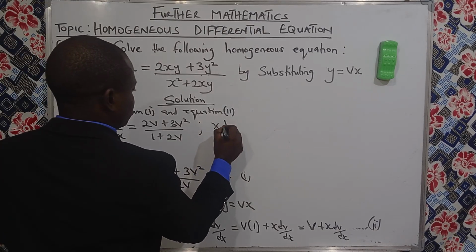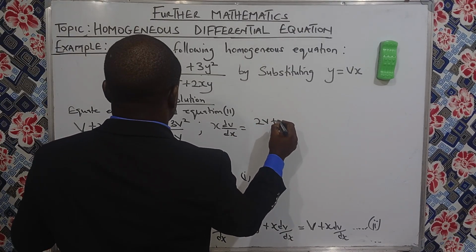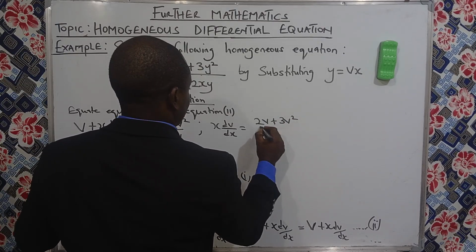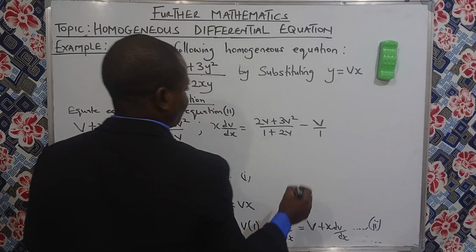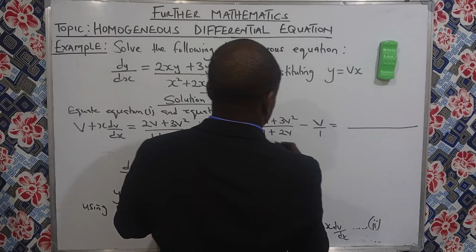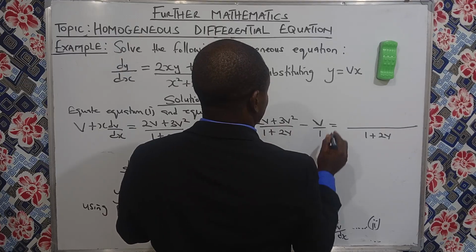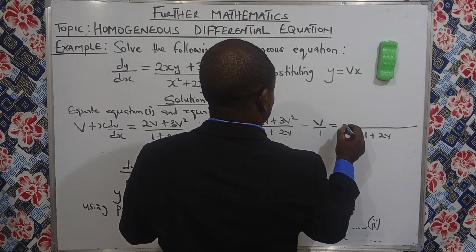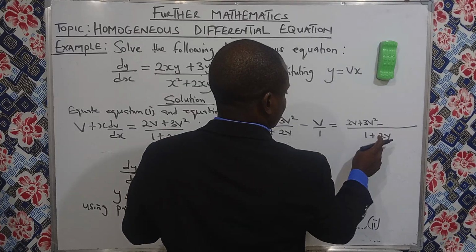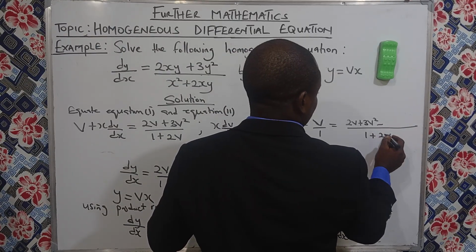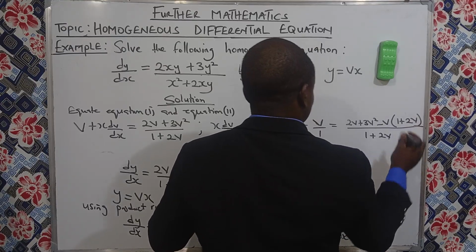Take v to the other side. Now we have x dv over dx equals 2v plus 3v squared over 1 plus 2v minus v over 1, equals, what is the LCM? This is 1 plus 2v. 1 plus 2v and 1 plus 2v is 1 times 2v plus 3v squared. We have 2v plus 3v squared over 1 plus 2v, and we have minus v multiplied by 1 plus 2v.